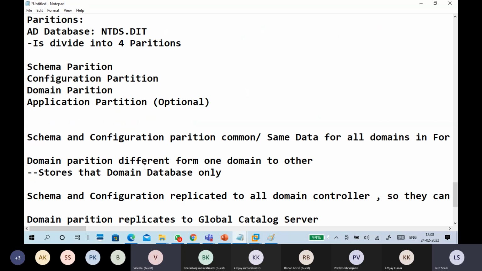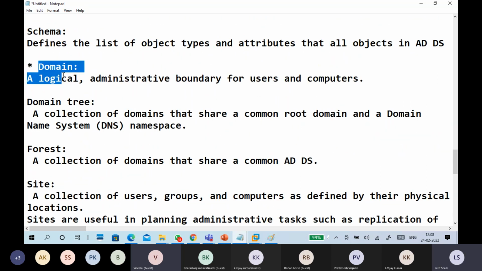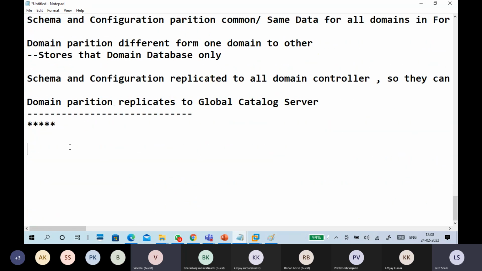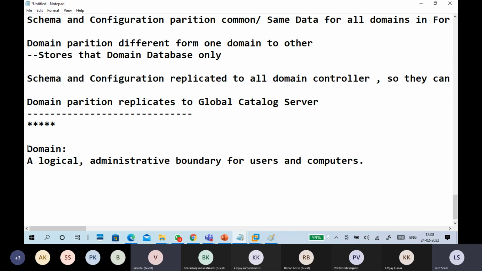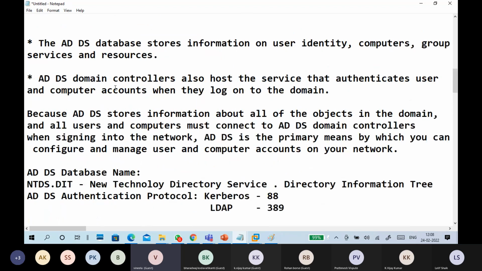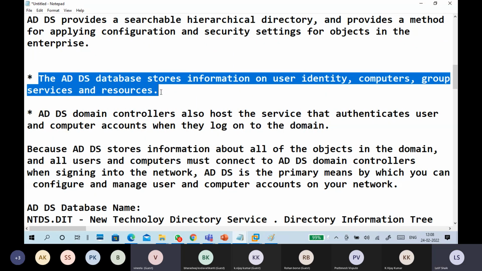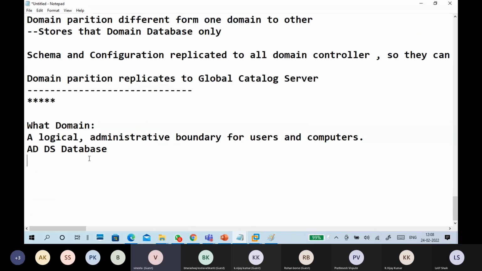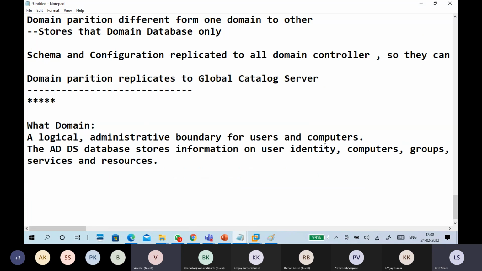When an interviewer, or any of us, asks what a domain is, the answer is: a domain is a logical administrative boundary of users and computers. ADDS means Active Directory Domain Service. The Active Directory database stores information of user identity, computers, groups, and services.